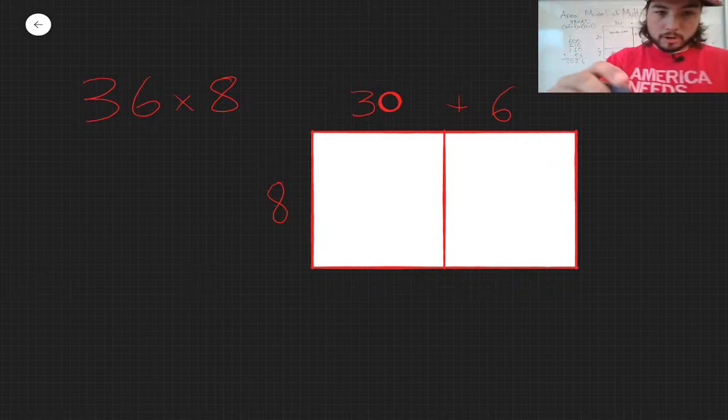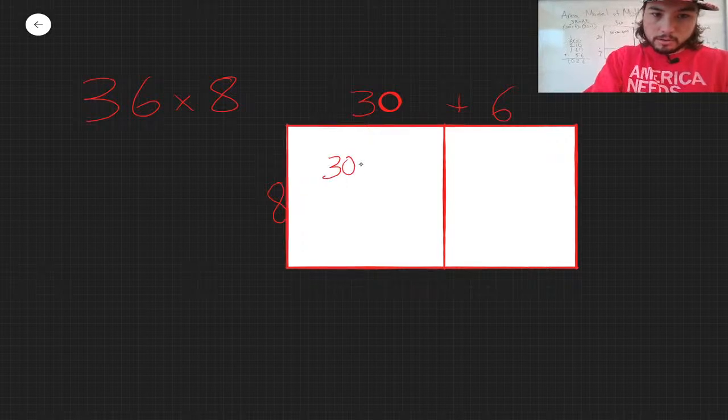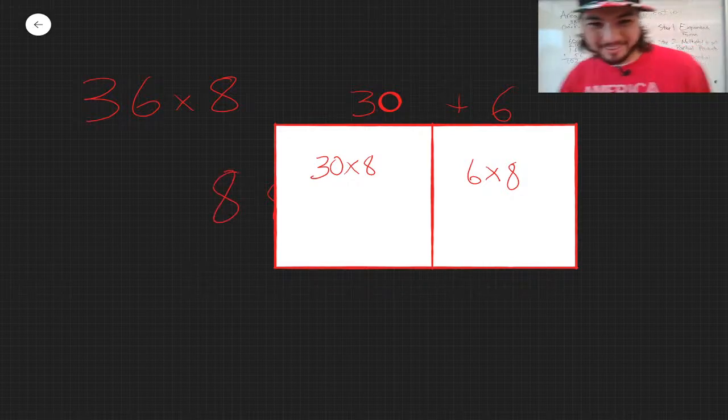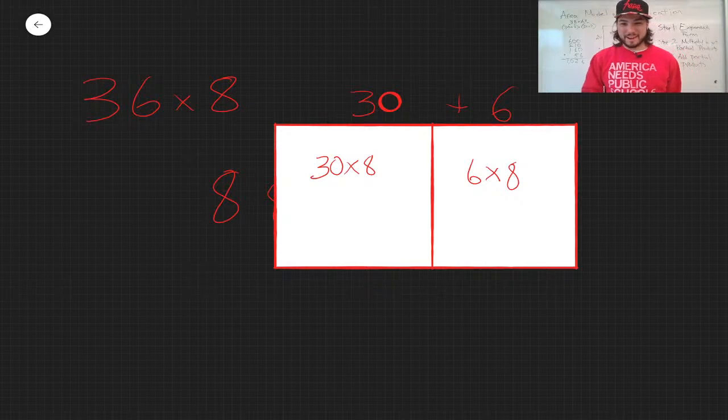So now our partial products look like 30 times 8 and 6 times 8. Oh my goodness, what is happening here? There we go. The box has a mind of its own. So we have 30 times 8 and 6 times 8. Go ahead and find those partial products and add them up and see what you come up with.